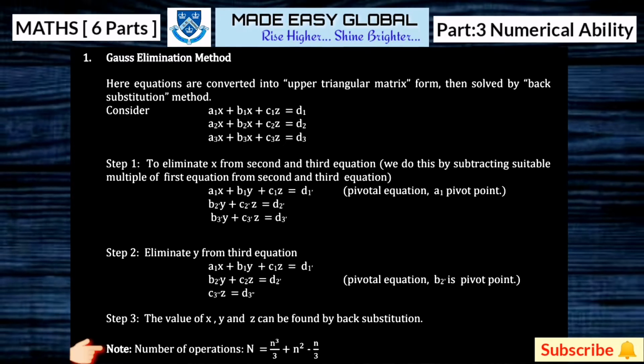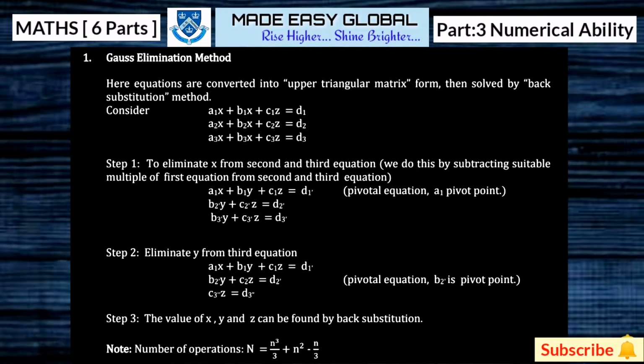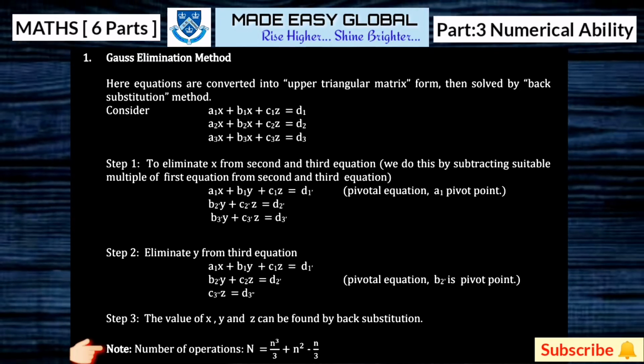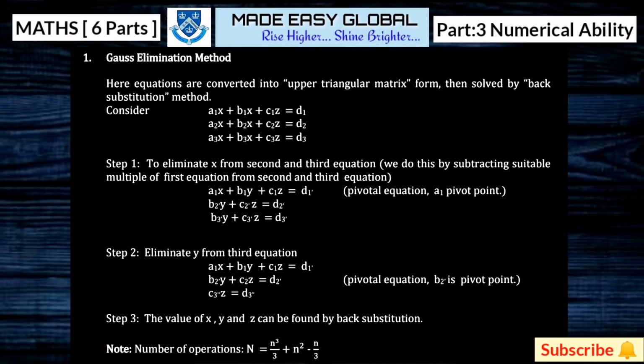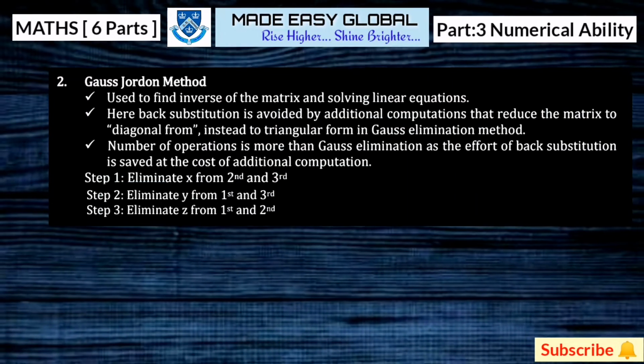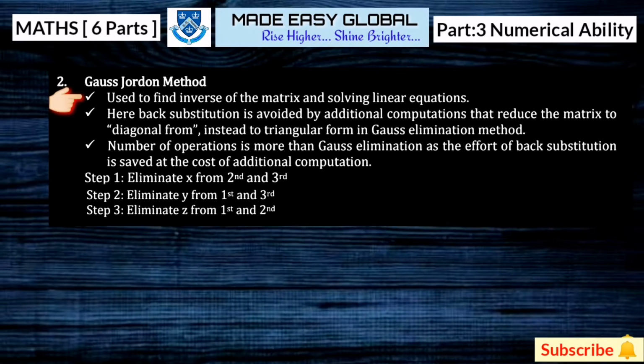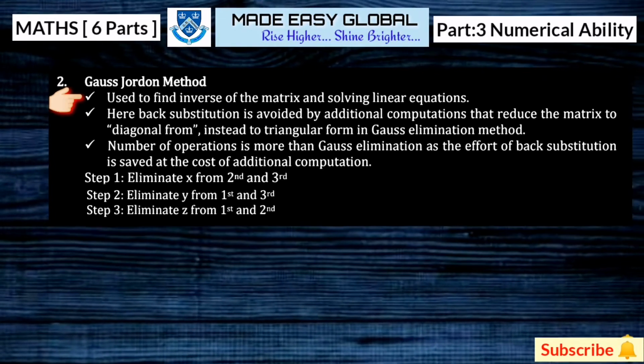Here note that the number of operations n is equal to n cube by 3 plus n square minus n by 3. Then after, the next method is the Gauss-Jordan method. Here some key points are there. It is used to find the inverse of the matrix and for solving linear equations.